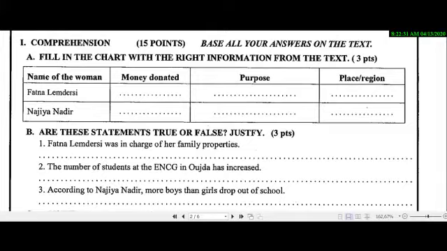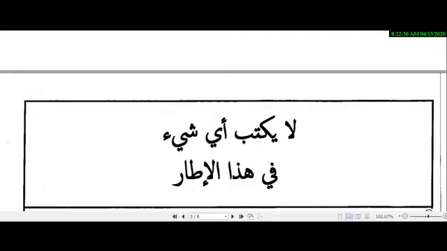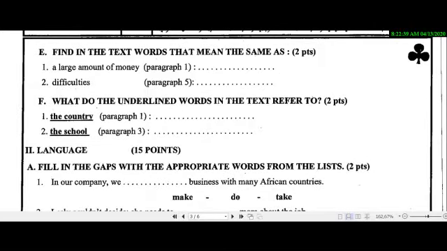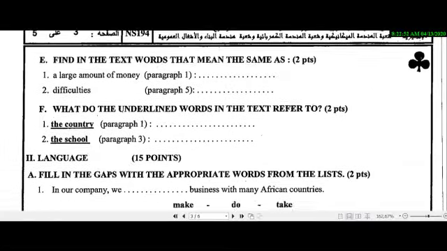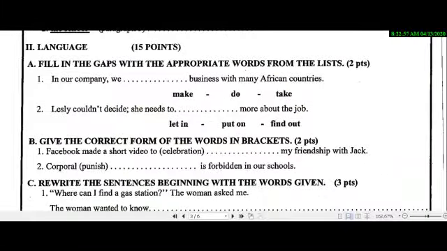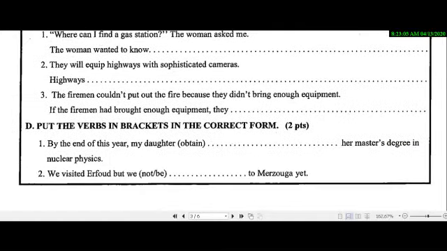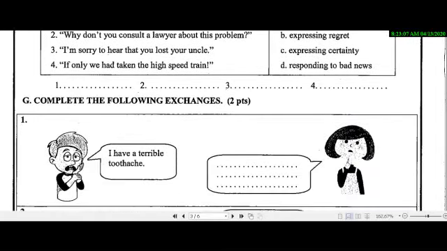As you can see, we have A, B, C, D, and E, F. Here we have a note, which means that you shouldn't write anything in this place. The second part of the national exam is language, which is on 15 points. It's composed of all the grammar lessons that we have studied along this year. And again, we have A, B, C, D, E, F, and G.